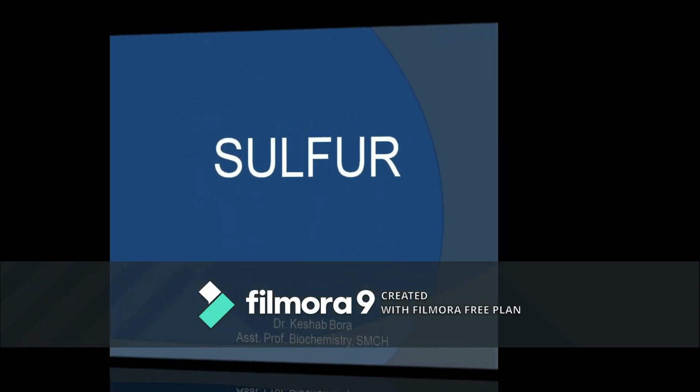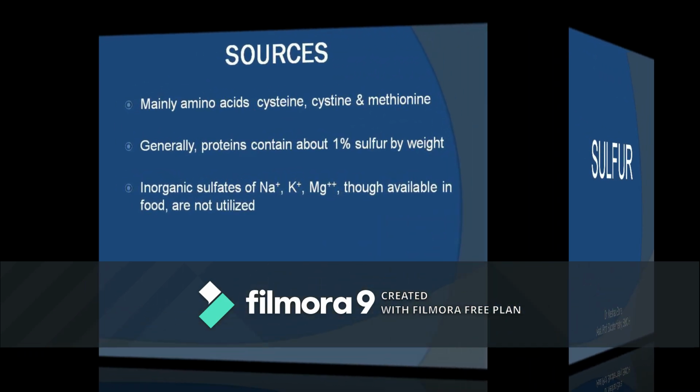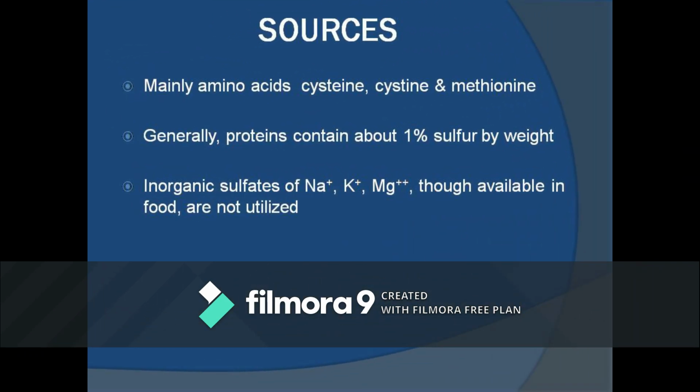Hello students, today I am going to talk about the macromineral sulfur. Sources of sulfur are mainly sulfur containing amino acids like cysteine and methionine. Generally proteins contain about 1% of sulfur by weight.